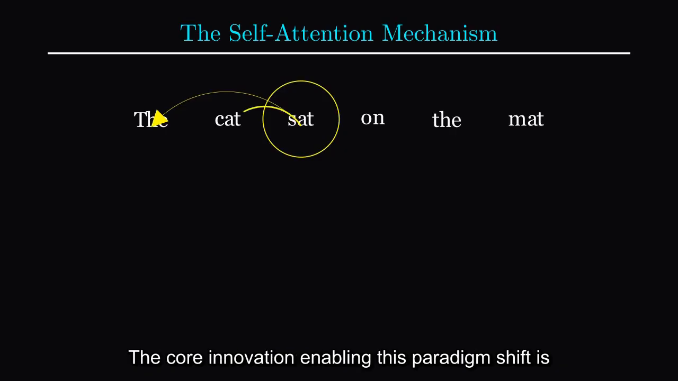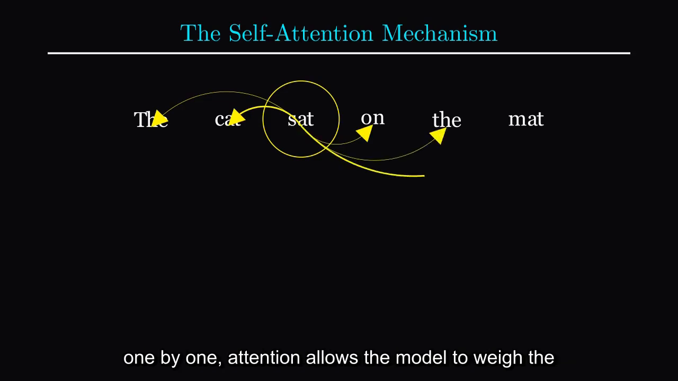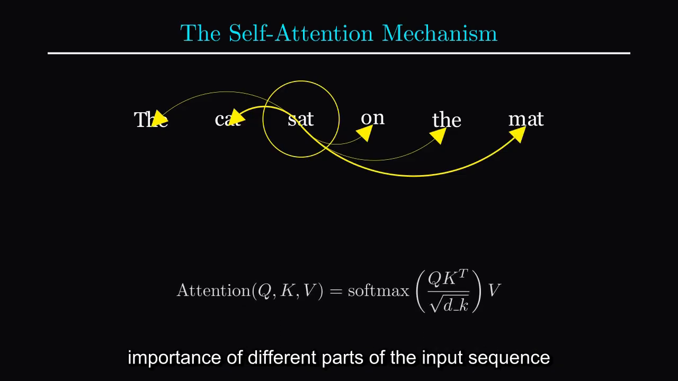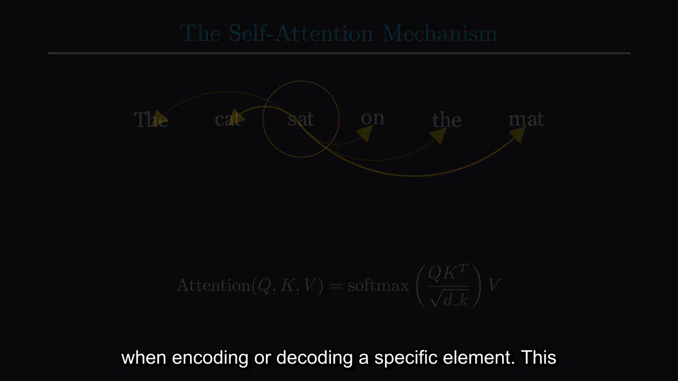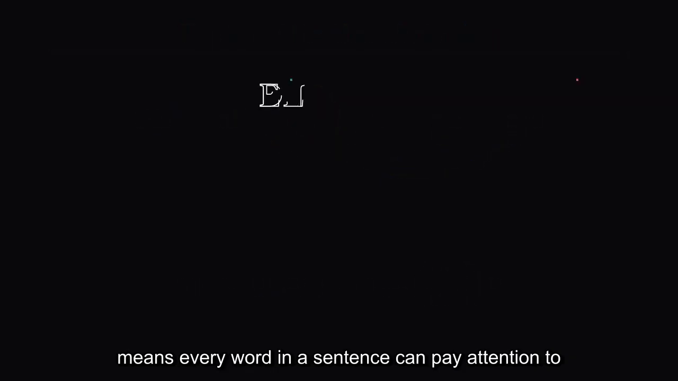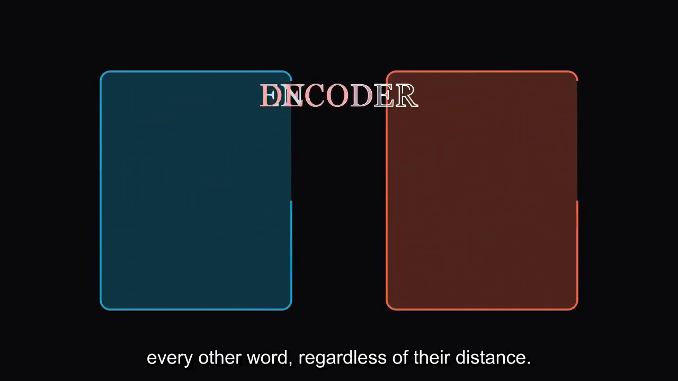The core innovation enabling this paradigm shift is the attention mechanism. Instead of processing words one by one, attention allows the model to weigh the importance of different parts of the input sequence when encoding or decoding a specific element. This means every word in a sentence can pay attention to every other word, regardless of their distance.